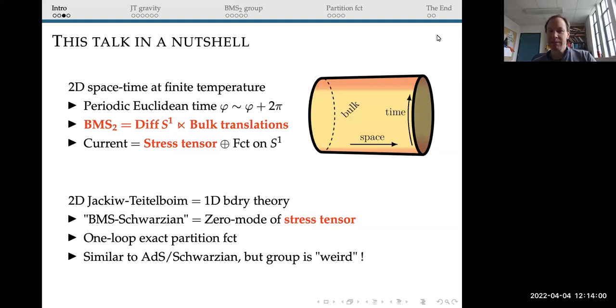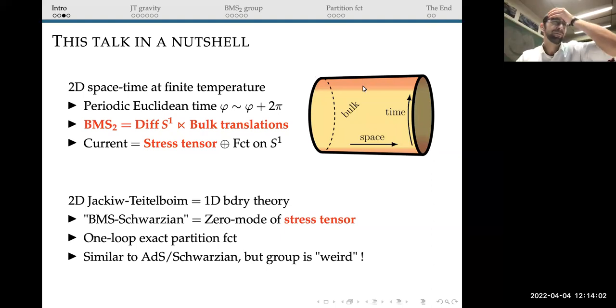Okay. That's it. I was just pointing this out because I was mentioning this talk to other colleagues today, and they said, oh, but you have to take care of the fact that there might be a second boundary.